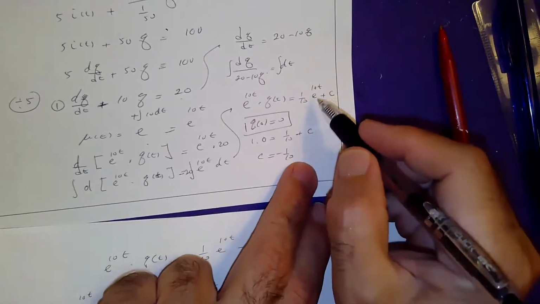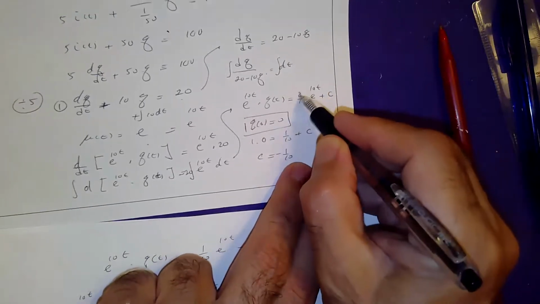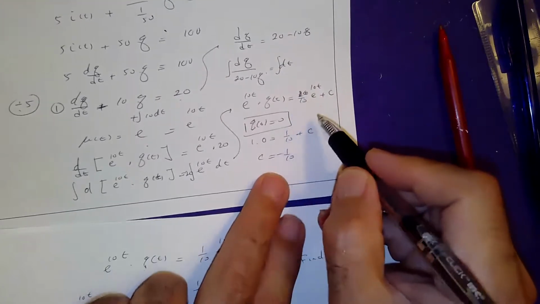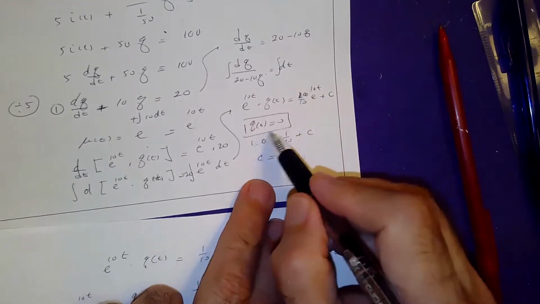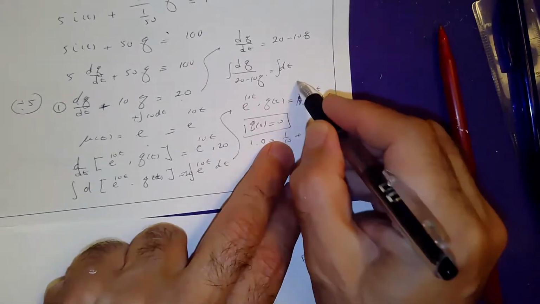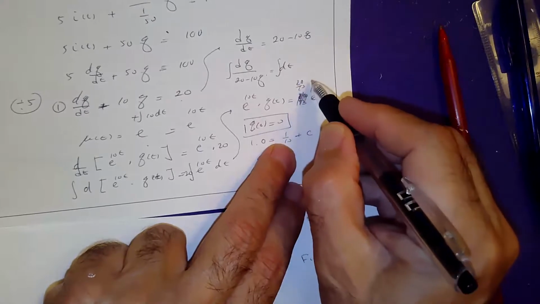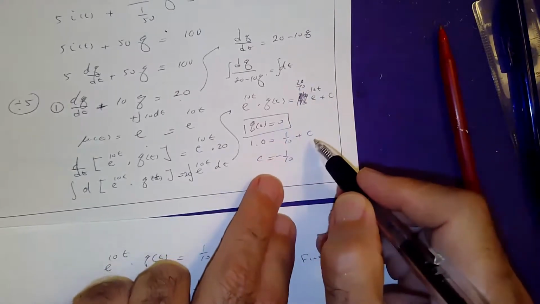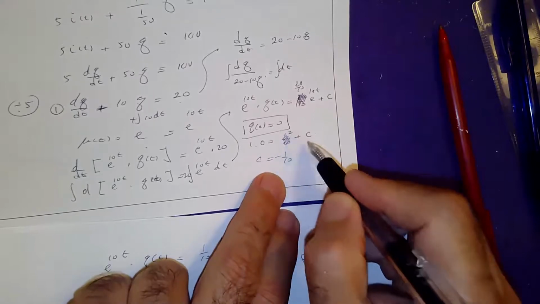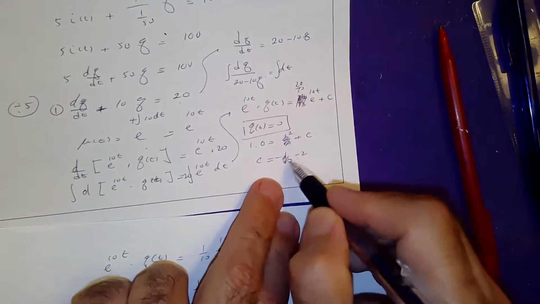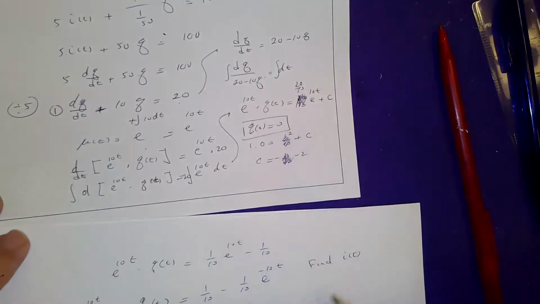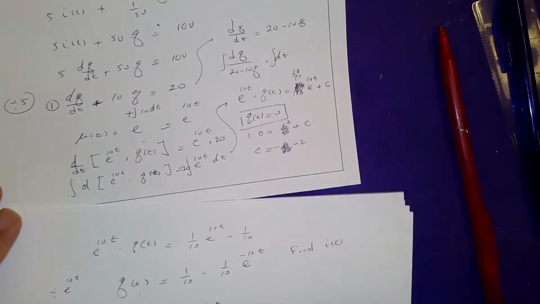So this would be 20 over 10. Remember, this is 20 over 10, which is 2. So what would this be? 0. This would be 2. So C would be -2. Sorry about that, guys. It looked suspicious. This didn't look like the correct answer.